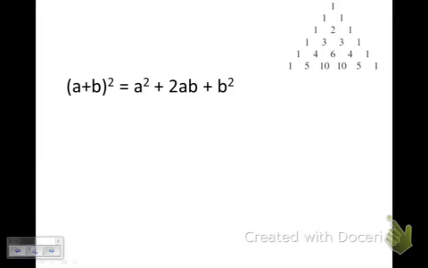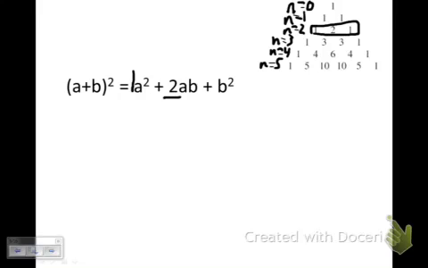Up top here, I'm just going to remind myself, okay, n is 0, n is 1, n is 2, n is 3, n is 4, n is 5. Okay, just a reminder. Well, if we look at a plus b squared, n is 2, so I'm going to use these. Notice what my coefficients are. They're 1, 2, and 1. Right there, that tells me what those coefficients are. The rest stays the same. First term starts at the exponent, works its way down. Second term starts at 0, which is just 1, works its way up.